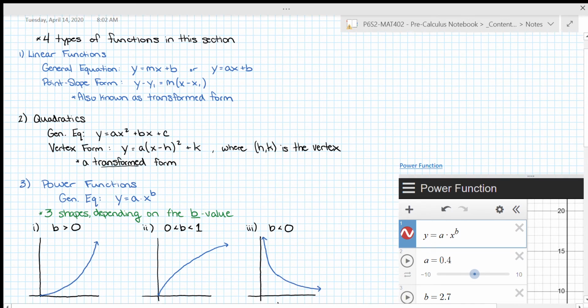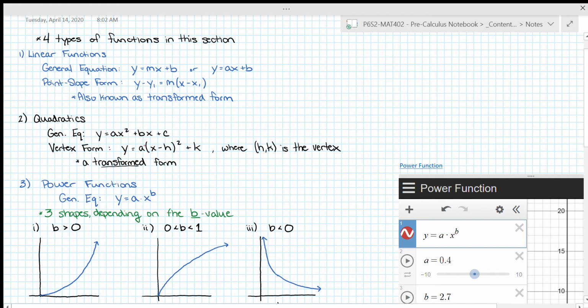For quadratics, your general equation here, ax squared plus bx plus c, again, a, b, and c just give you some of the characteristics of that graph. A tells you how wide it is and if it's concave up or concave down, opened up or opened down. C tells you where the y-intercept is.